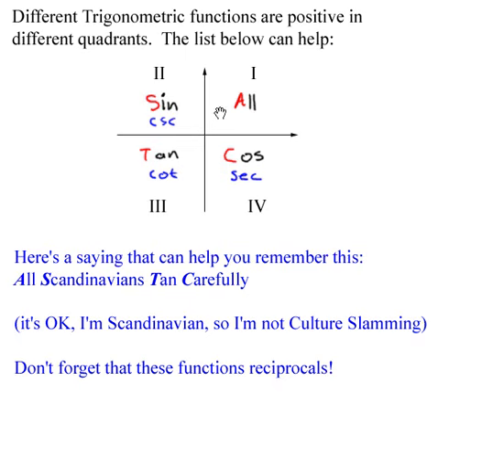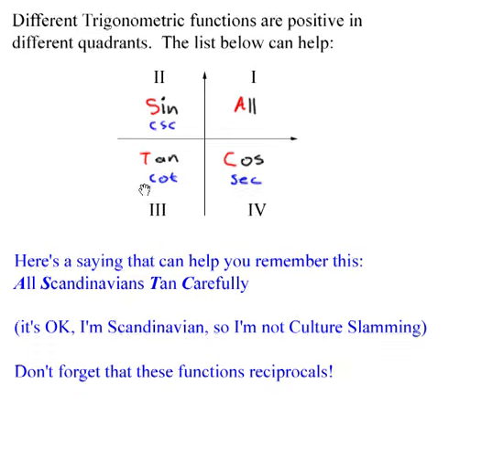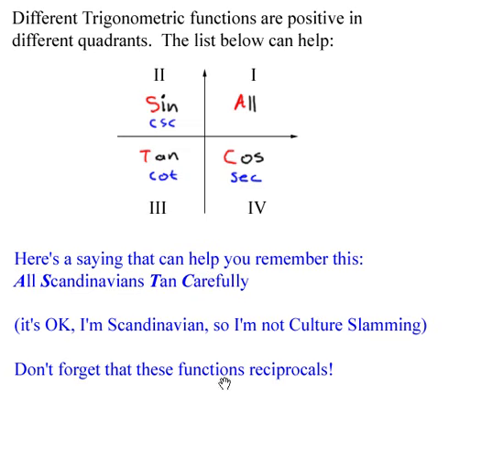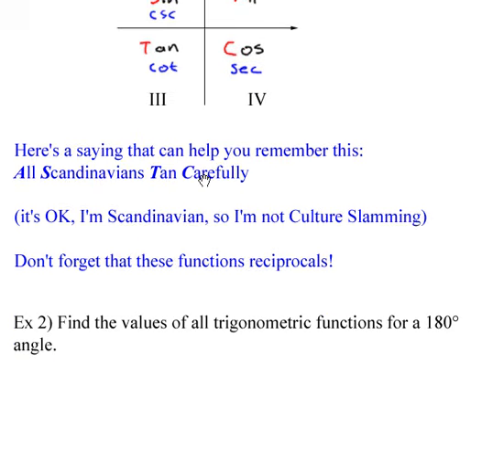Maybe you've got another way of remembering that. But don't forget, it's not only sine, but its reciprocal as well. Tangent and its reciprocal, cosine and its reciprocal as well, are positive. The others are negative in those quadrants.